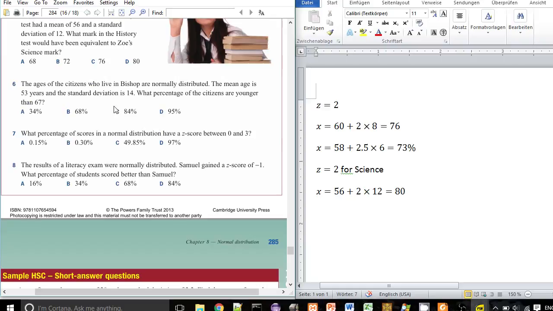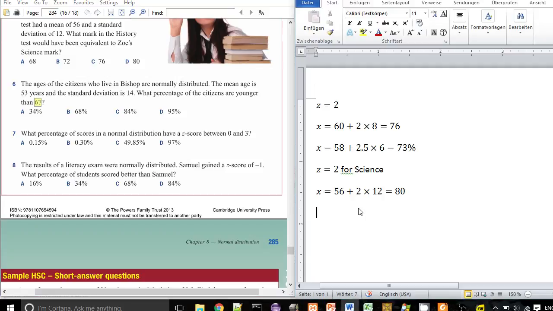So then the age, younger than 64. Okay, so it's one of the percentage ones. So notice 67, I think I said 64. 67 is above 53, and it's 14 above. So it has a z-score of 1.